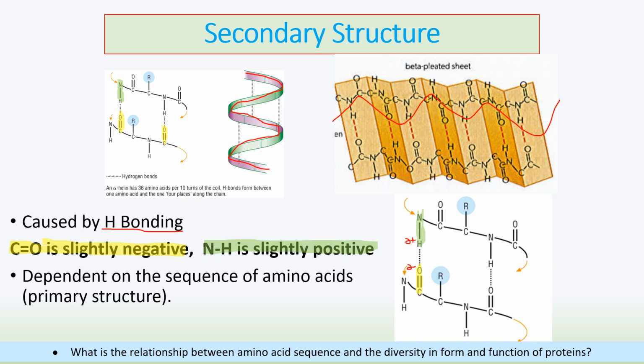Now, what decides whether it is a beta pleated sheet or an alpha helix is the amount of hydrogen bonds and the position of the hydrogen bonds, and what's going to affect this is what the amino acid is. So because of the different R groups in the amino acid, that will depend on the shape. So you have all these different R groups which alter the shape of the amino acids.